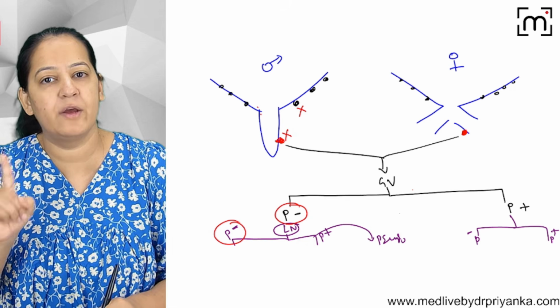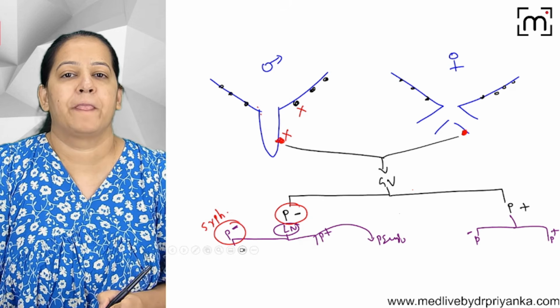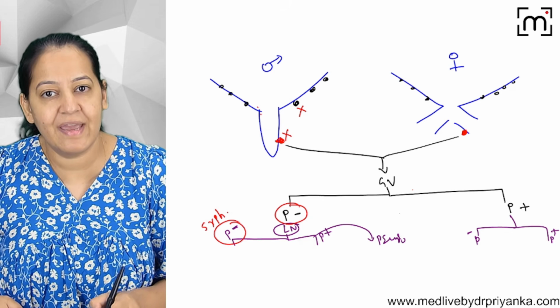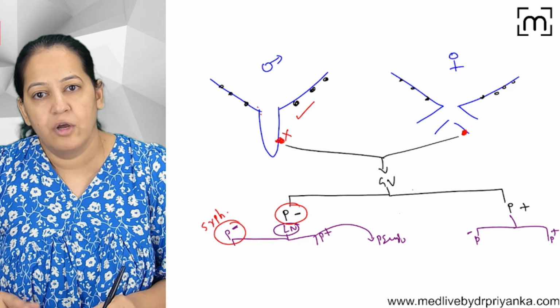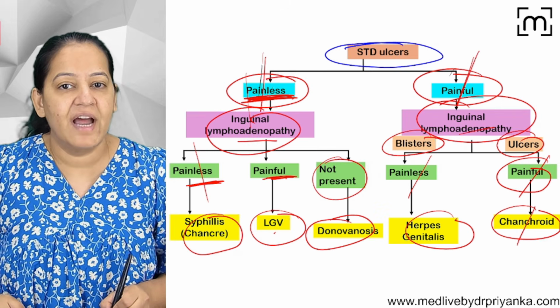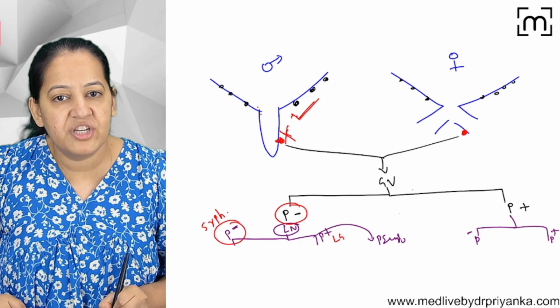There is no pain in the inguinal lymphadenopathy. The answer is syphilis. Okay, if the ulcer is painless, but the inguinal lymphadenopathy is painful, in that case the answer will become LGV.